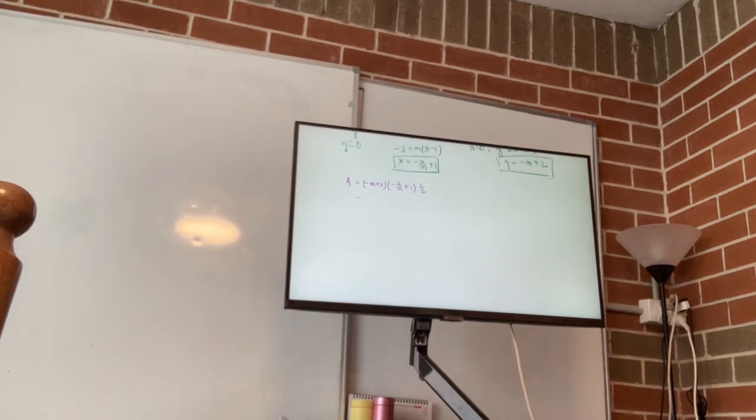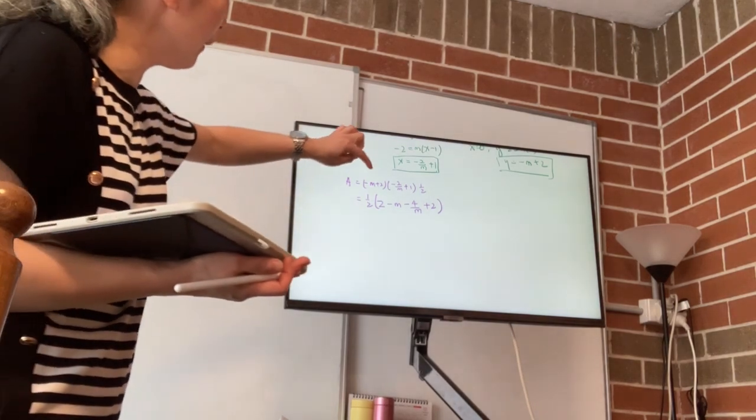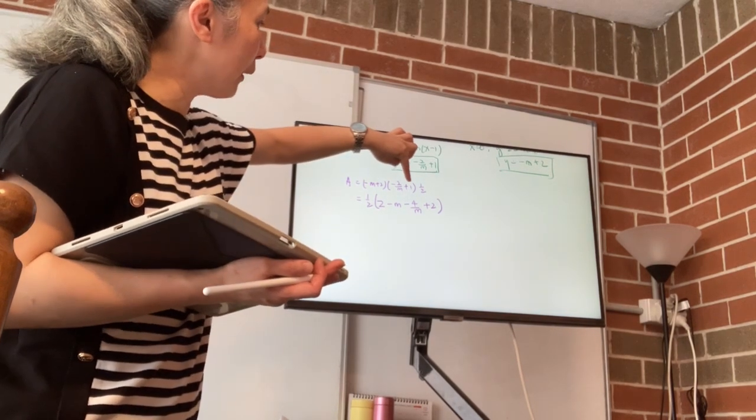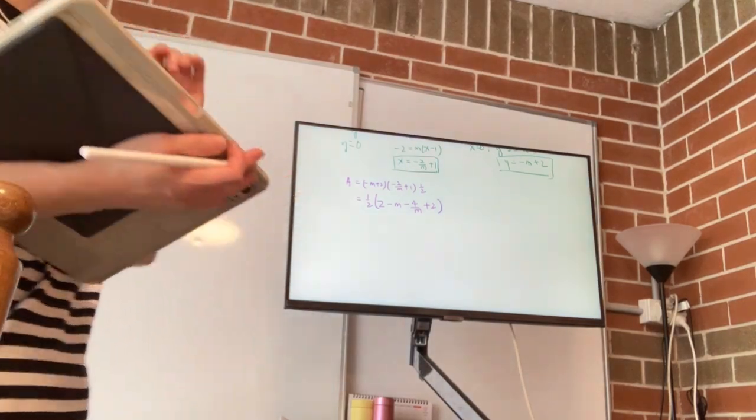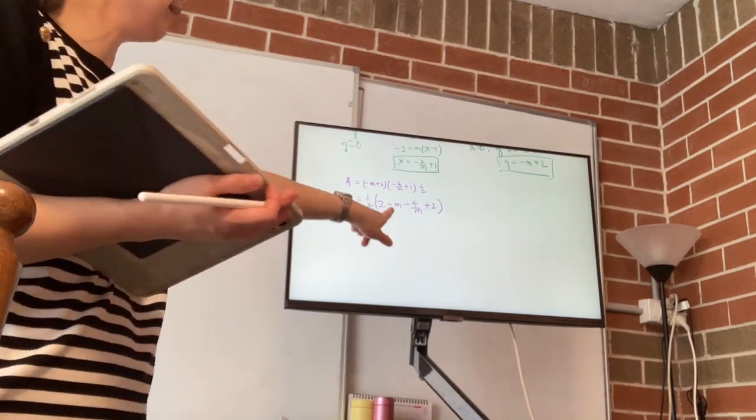So I'm going to write a half outside. And then minus becomes plus, so you have a 2, and then minus m, minus 4 on m, and then plus 2. Like that. I just do my normal expansions, if I did it right. Is that a 2? This is a 2, yes.